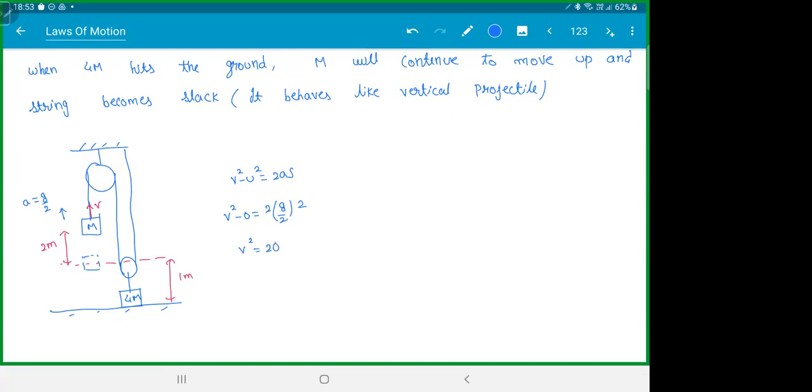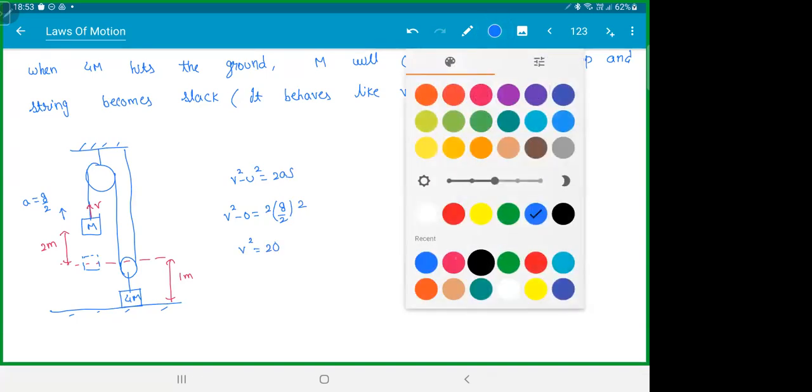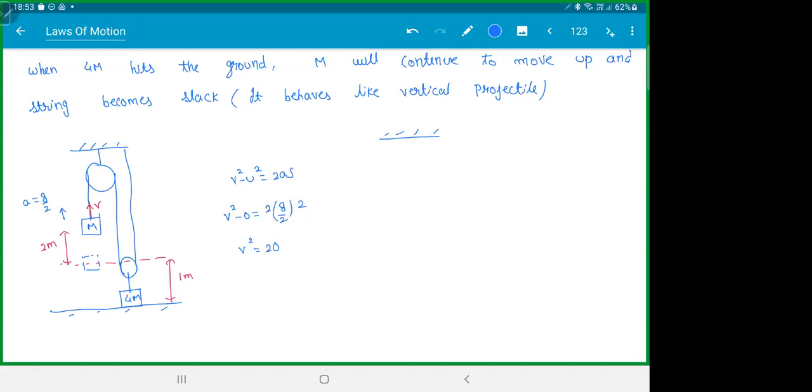So from here, what will happen? The block won't stop. The diagram becomes like this. The string will become loose like this, and the block starts flying in the air. So it will go up and come down. How much is this? v squared by 2g is h max. And that comes out to be 20 by 20, 1 meter.